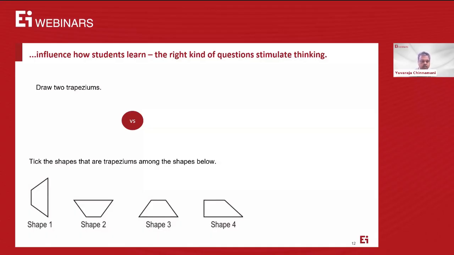Let's look at these two questions. The first question says, draw two trapeziums. We expect most students to be able to answer the first question correctly. However, the second question tests for the real understanding of what a trapezium looks like. This also stimulates students to think about whether shapes 1 and 4 are trapeziums, as they look different from the usual diagrams that students see in their textbooks.